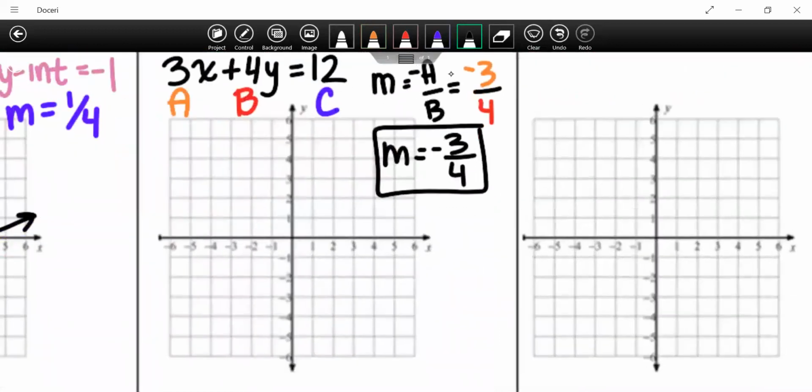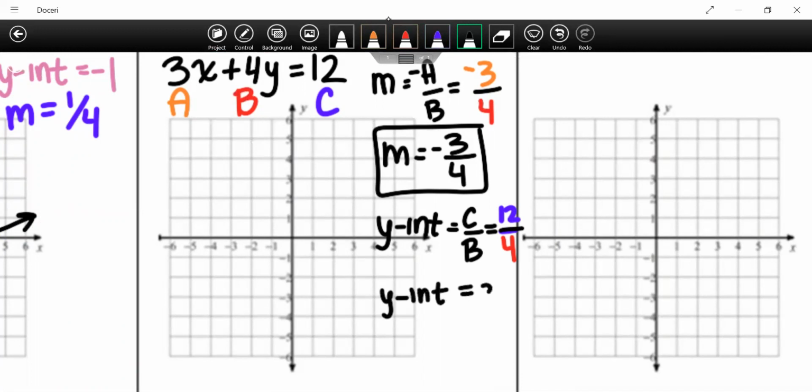Next one that we're going to look at is our y-intercept. The y-intercept equation happened to be what? C over b. What is our c? 12. What is our b? 4. 12 divided by 4? 3. Easy enough. So we can simplify this. Our y-intercept will be 3.